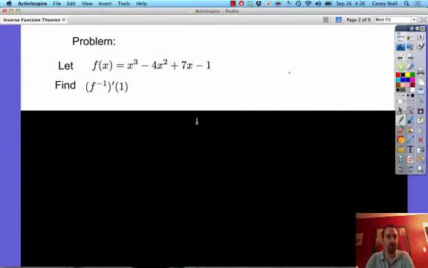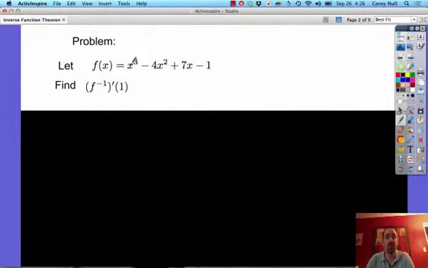Okay, so we start off with a problem. And here's the problem. f of x equals x cubed minus 4x squared plus 7x minus 1. Now it is 1-to-1, which means it has an inverse. The inverse is a function. However, solving this explicitly for f inverse of x is going to be a little tough.